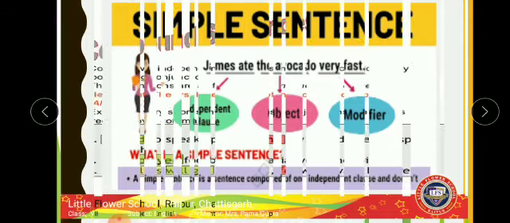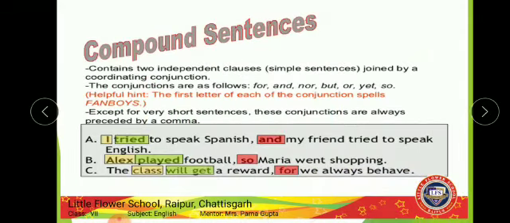Now the compound sentence. A compound sentence contains two independent clauses, that are simple sentences, joined by a coordinating conjunction. You know conjunctions are and, or, nor. These are conjunctions. A conjunction is a word which joins two sentences.